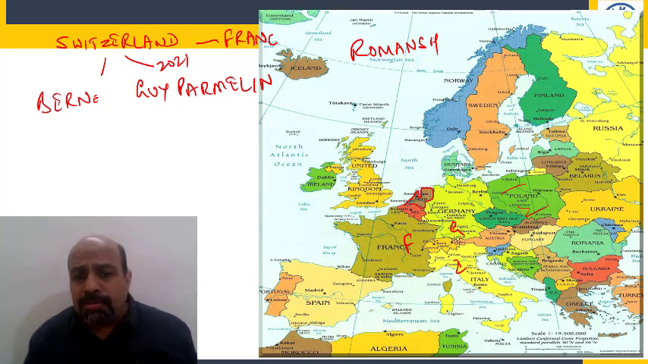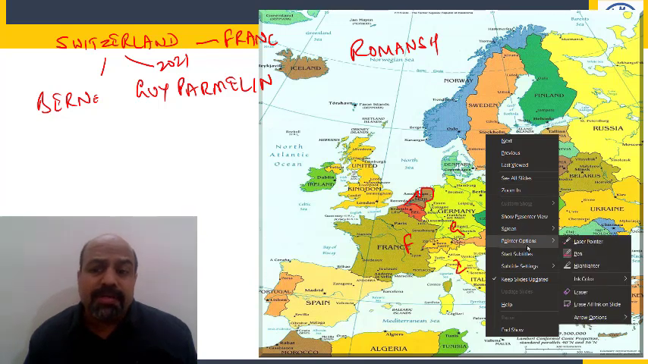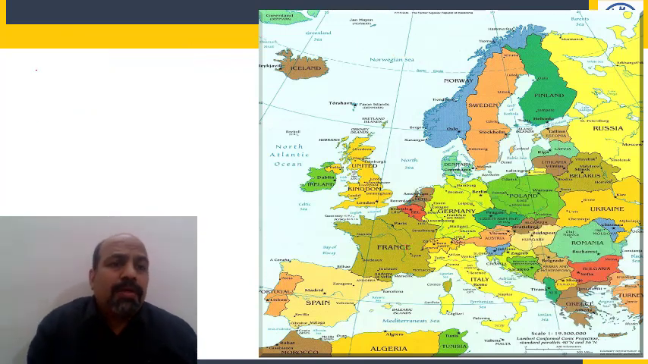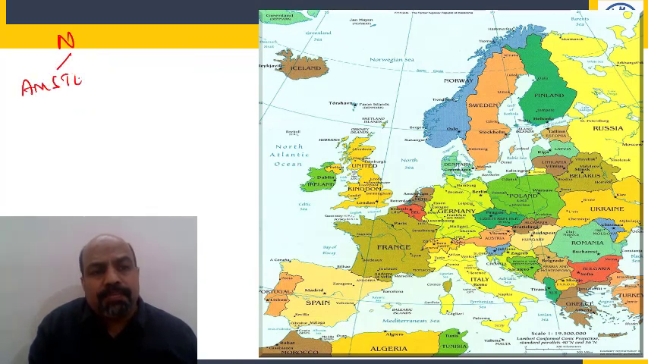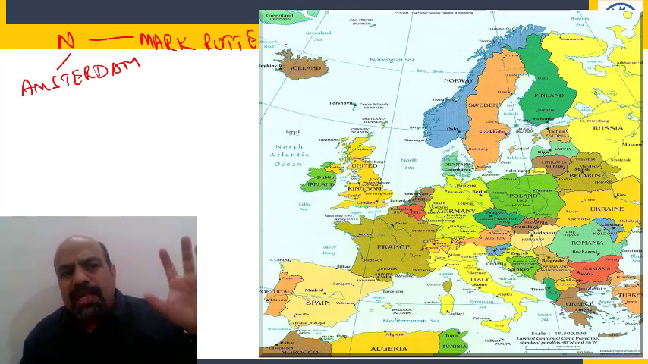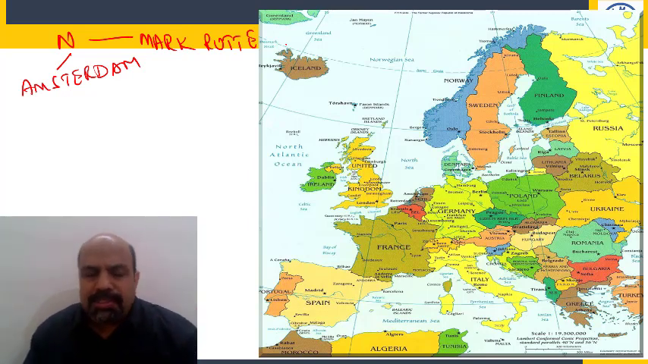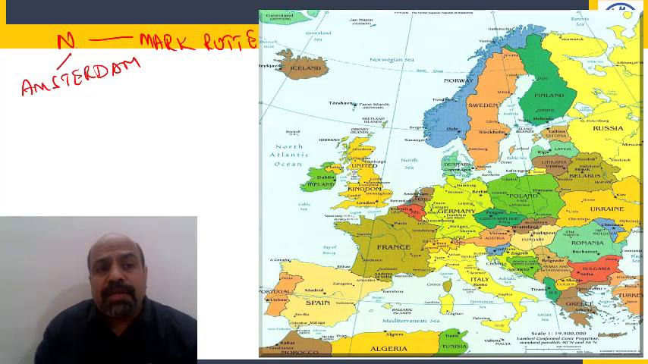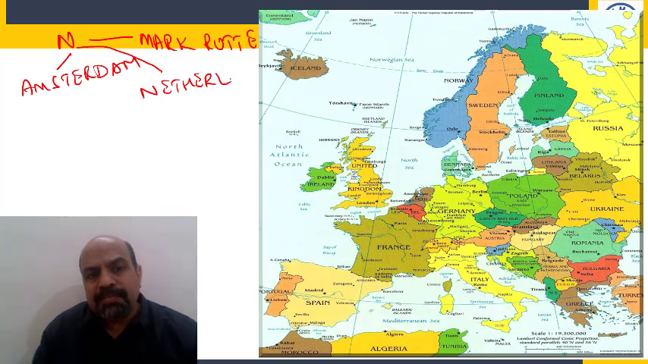Now I wanted to write something very different about the Netherlands. The capital is Amsterdam. It's a constitutional monarchy, so they have a monarch, but we'll write the name of the prime minister. The prime minister is Mark Rutte. Now, this is called Netherlands. Nether in English means under.